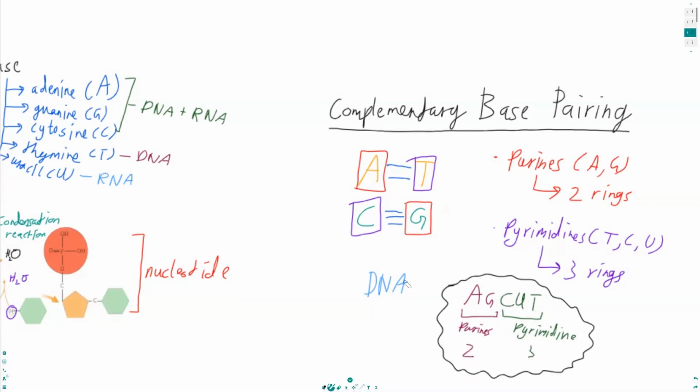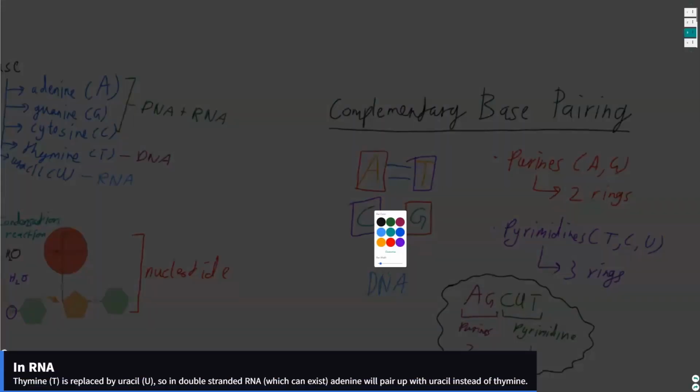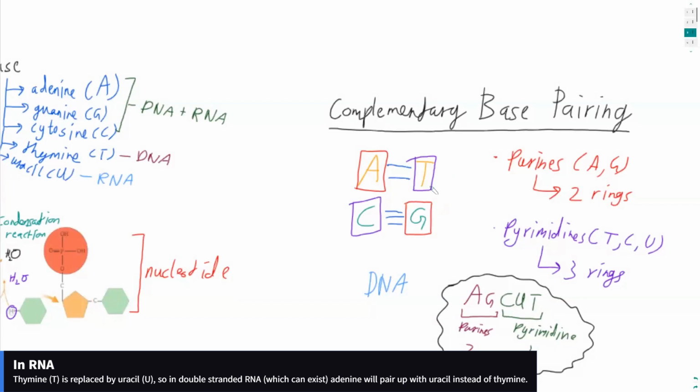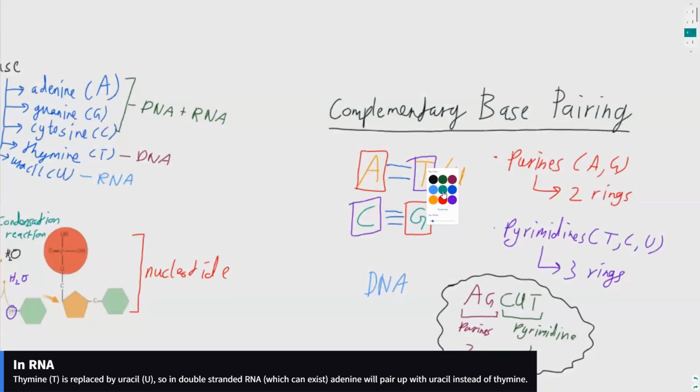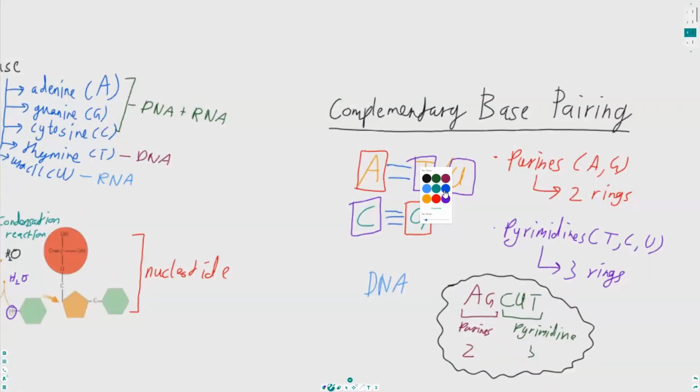Okay, but remember, this T we're talking about is in DNA. What about in RNA? In RNA, we swap out the T for a U. So this is only in RNA. So that's complementary base pairing.